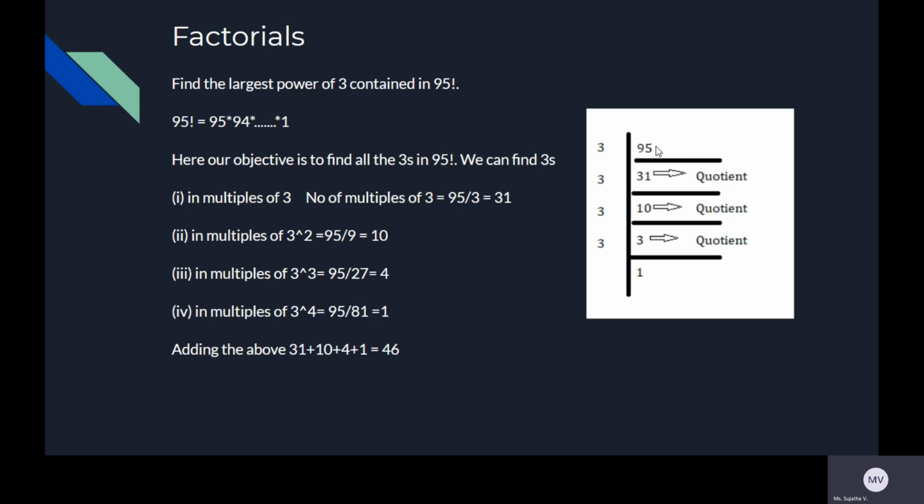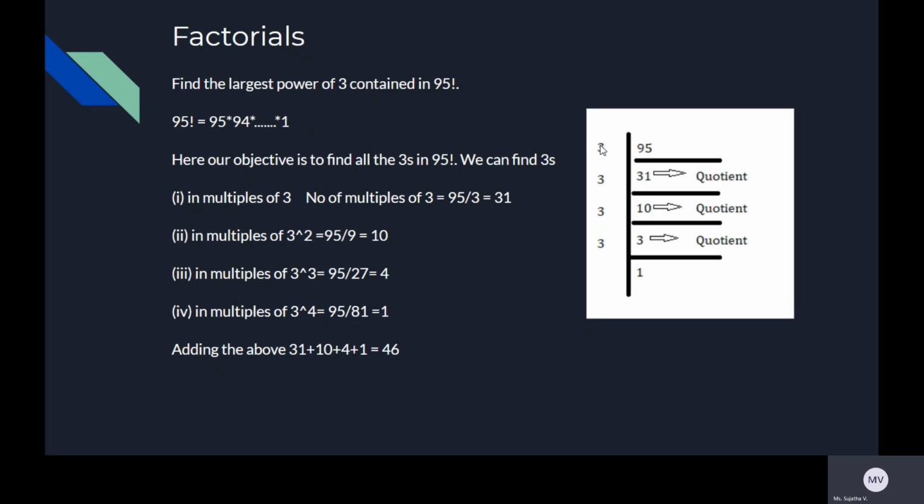So what do we do here? 95 is divided by 3. What is the quotient? It is 31. We are just taking the quotient. Remember, we are not trying to divide it. We just want the quotient. What is this quotient giving me? 31 is giving me the number of multiples of 3. That is my aim. That is all I want to find. So 95 divided by 3 will give me 31.